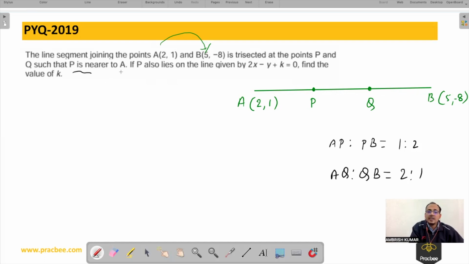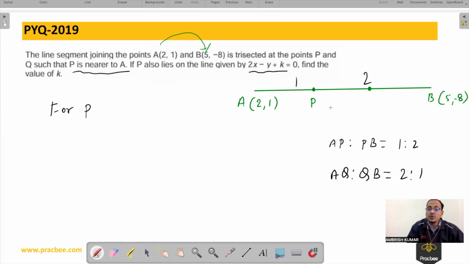Now P is nearer to A. We have the same figure here. P is nearer to A. If P lies on the line given, now this point P lies on this particular line. So find the value of k. First of all, we have to write the coordinate of P. So for P, if you apply the section formula, look, actually Q is not even required here. So for P, the ratio is 1 ratio 2.